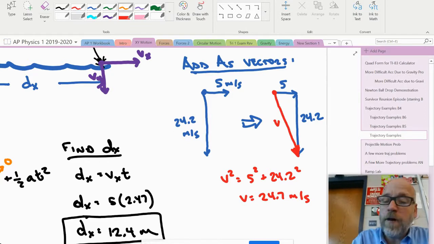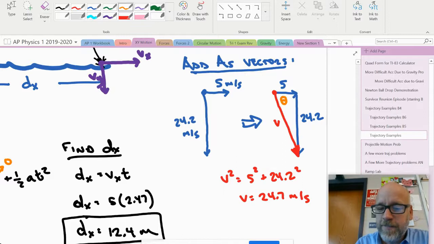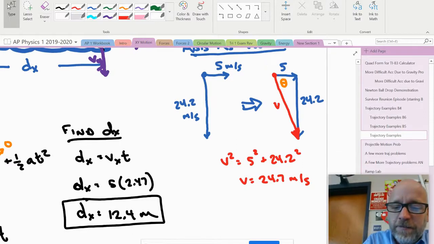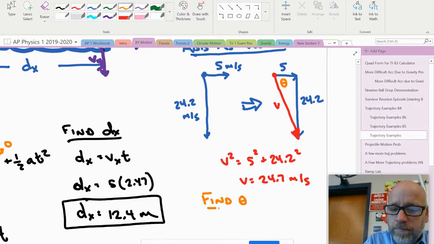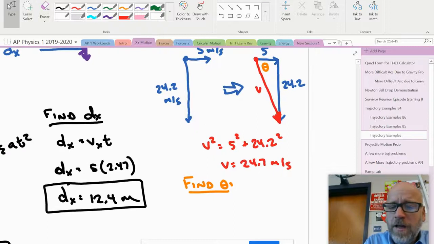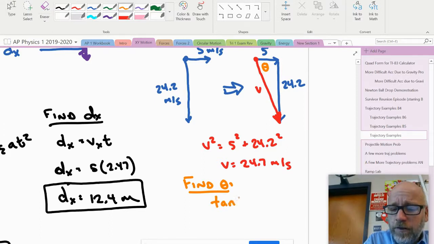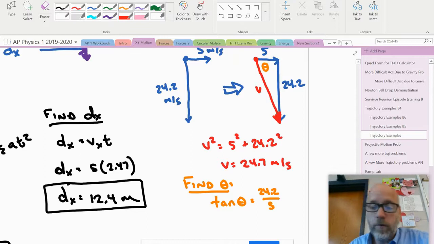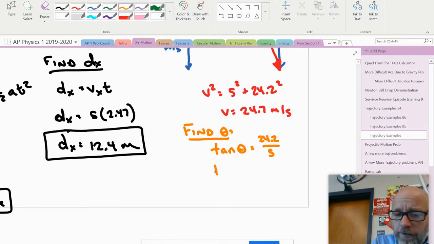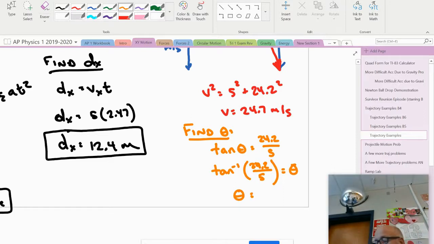Good. Can I find the reference angle here? Yeah, of course I can. To find theta, I could just use trig. And since I'm given the opposite and the adjacent side, I can ask my calculator, what angle of theta would give me a ratio of 24.2 to 5 for the opposite over the adjacent side? And you ask your calculator not in English, but by typing it in like this, and it spits back an answer to you of, oh, got to make sure you're in degrees. That helps. I got 78.3 degrees.